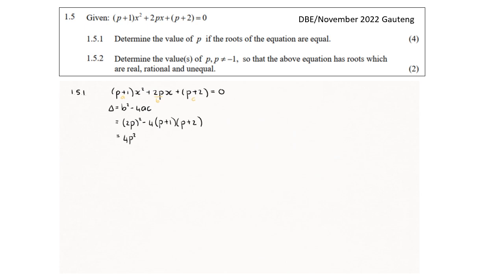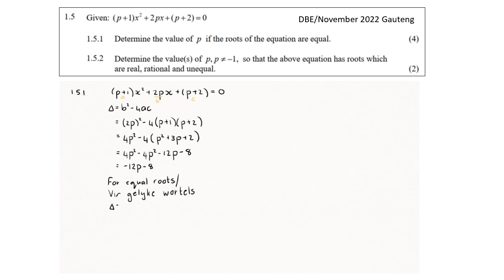And now we need to simplify this expression, so we can start by multiplying p plus 1 and p plus 2. That gives us p squared plus 3p plus 2. And if we simplify this, it gives us 4p squared minus 4p squared minus 12p minus 8. And this simplifies to negative 12p minus 8. So this is the discriminant, but for equal roots, like we said, it has to be equal to 0.